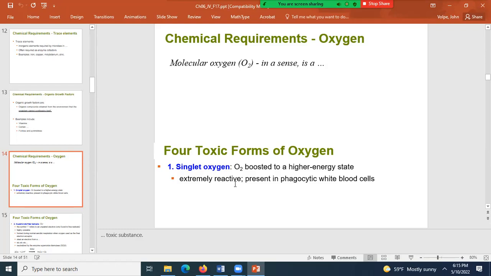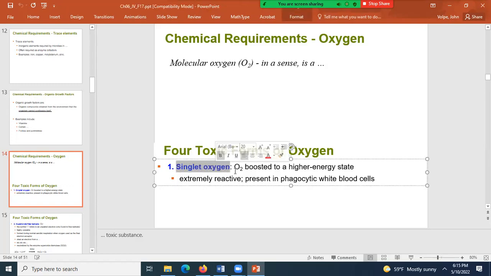An example of singlet oxygen is the lysosomes of your phagocytic white blood cells. They have singlet oxygen in there because this is so reactive that it tends to kill, we'll say bacteria, all microorganisms, but it tends to kill bacteria. Any questions about singlet oxygen?